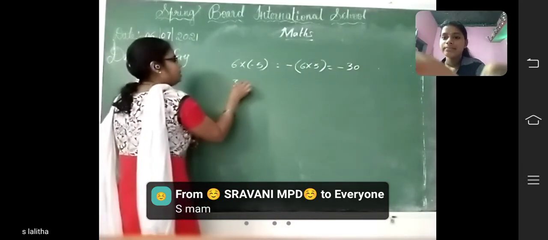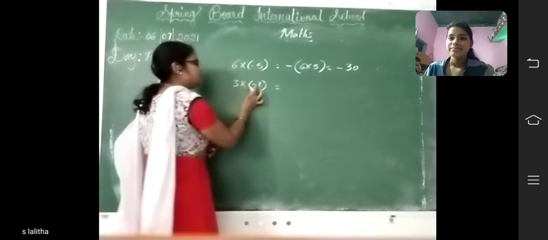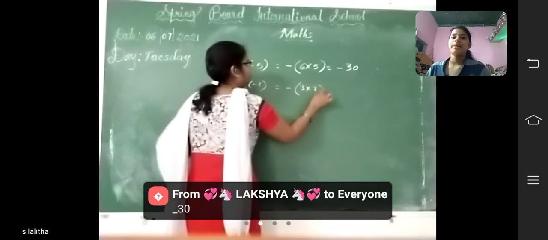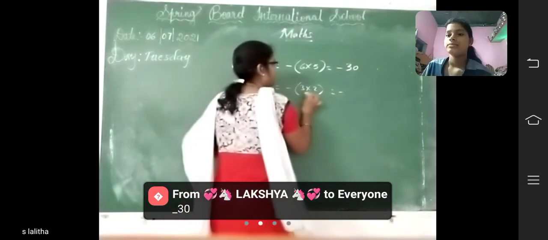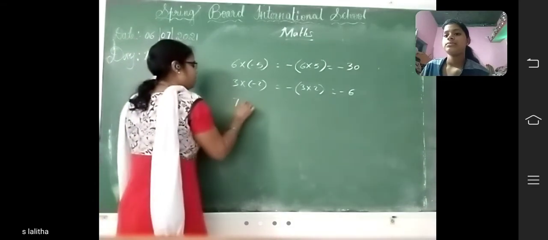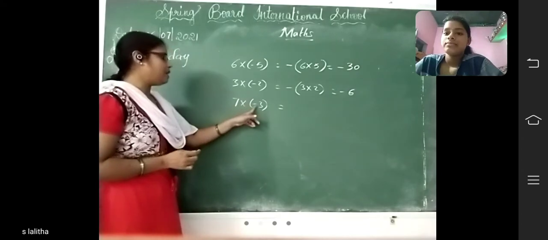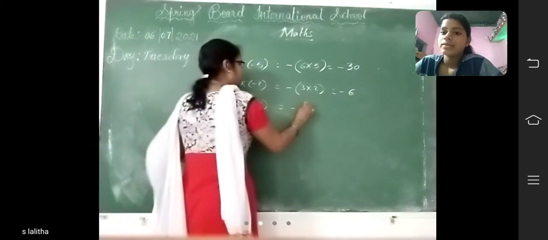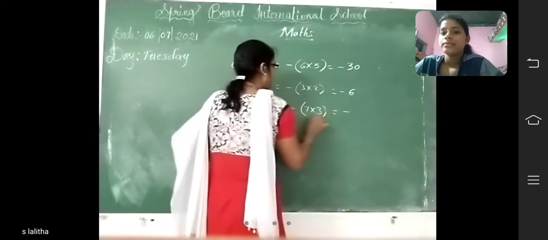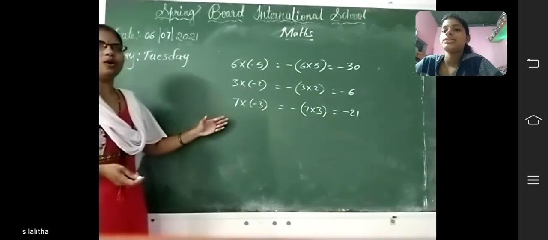Like that 3 into minus 2. How you can write? This minus will move to here. Minus of 3 into 2. So minus 3 2s how much? 6. Like that 7 into minus 3. How can you do? This minus will move to here. Minus of 7 into 3. Minus 7 3s is how much? 21. Like that you can do the homework, children.